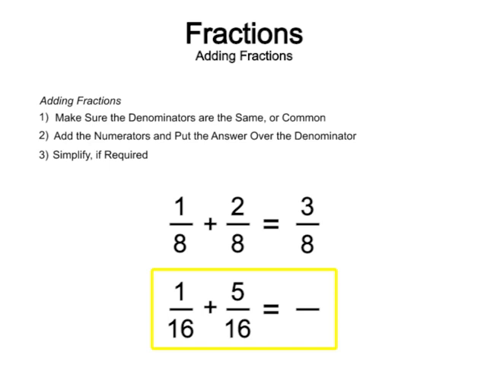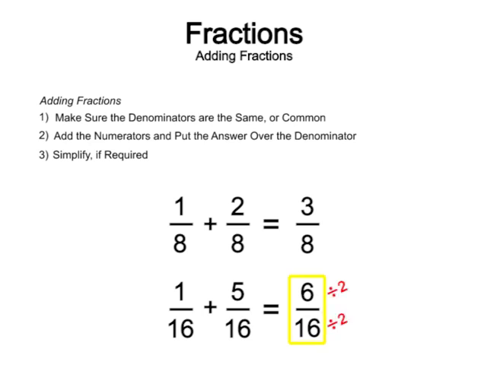Here's another example. 1/16 plus 5/16. Add the numerators, which equal 6, and put this answer over the original denominator of 16. Since both 6 and 16 can be equally divided by 2, we need to simplify. Dividing both by 2 gives us a final answer of 3/8.